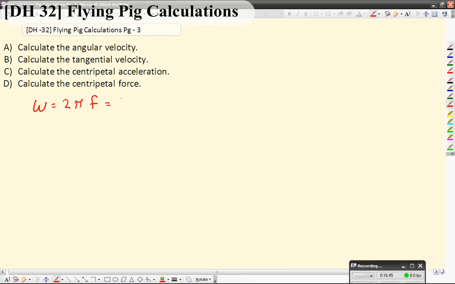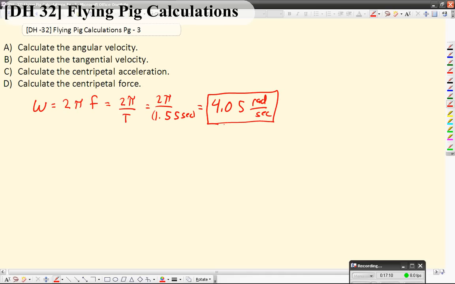Since we already have period, let's go ahead and solve that in terms of 2 pi over T. So I plug in the numbers. It's 2 pi divided by the time. Let's go with the theoretical 1.55 seconds. Gives me an angular velocity of 4.05 radians per second. Don't confuse that with plain old frequency, which is revolutions per second. So we've got the angular velocity. Let's get the tangential velocity. These really shouldn't be A, B, C, D, but that's okay.